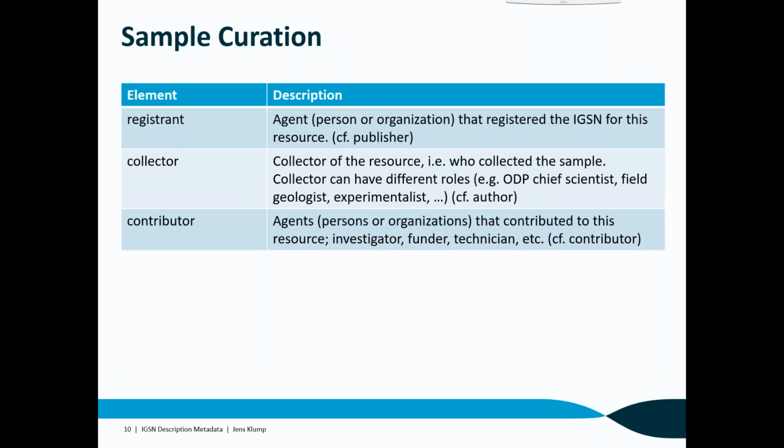In the curation element section, we look at elements like the registrant, who was the agent that actually registered this resource, which can be compared to the publisher in Dublin Core or DataCite. Who's the collector? And the collector can have different roles in this. And who's the contributor? That is agents that contribute to the resource, which might be the funder, technician, or the principal investigator who came up with the idea to do this.